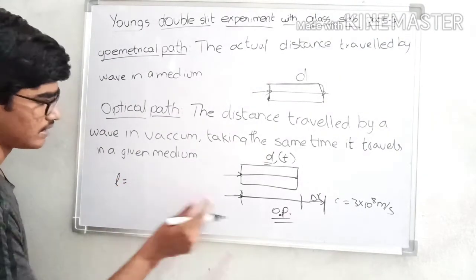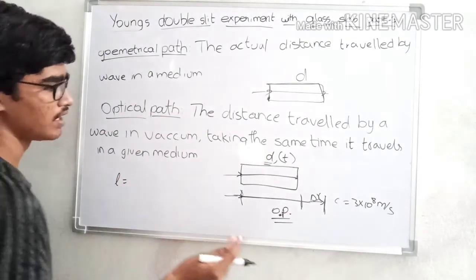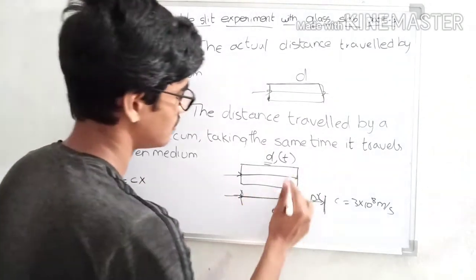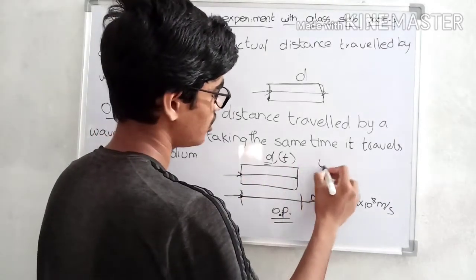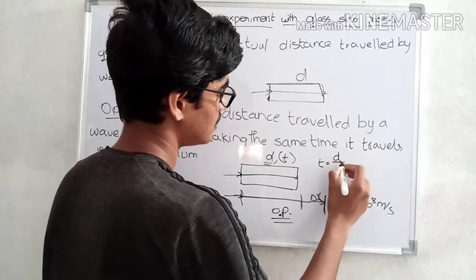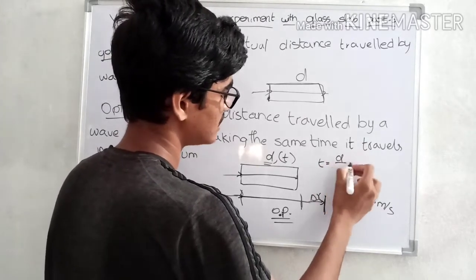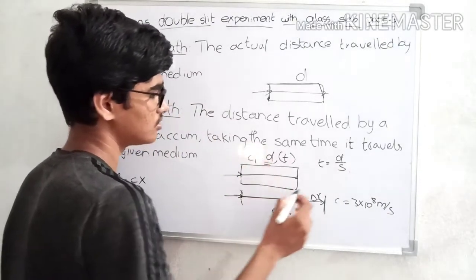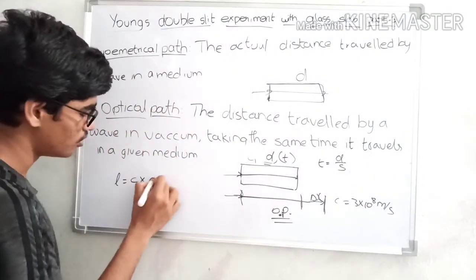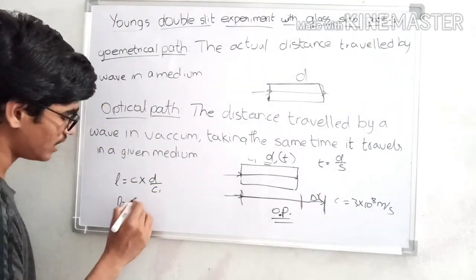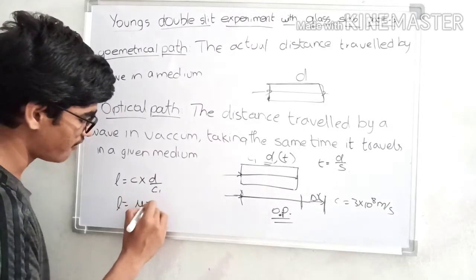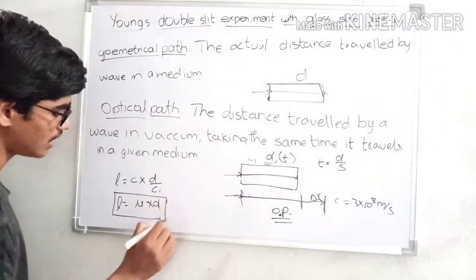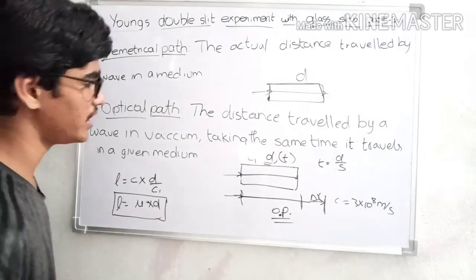L equal to distance equal to speed into time, and we know that the speed of light in vacuum is c, and the time taken is, we know that time equals distance by speed. Consider the velocity of the ray in this medium is c1, so we can write time is equal to d by c1, and we know that c by c1 equals the refractive index of the medium, so we get the optical path as L equal to nu into d.